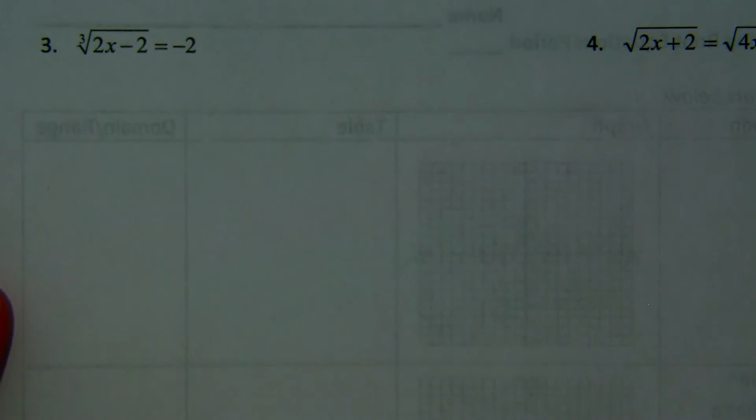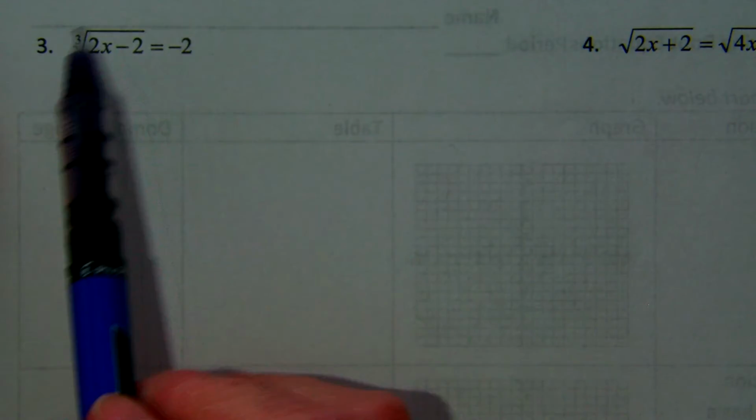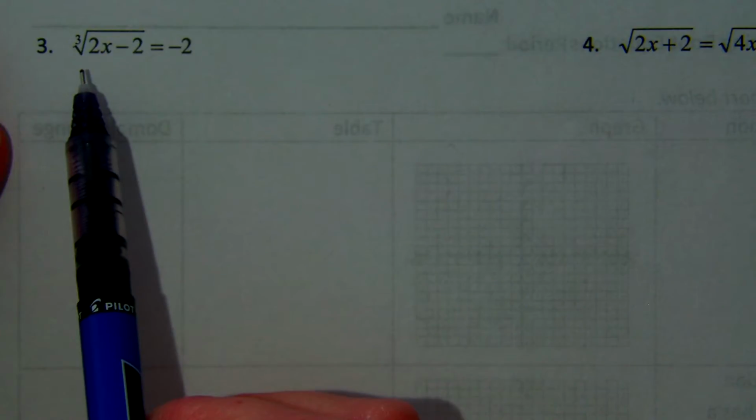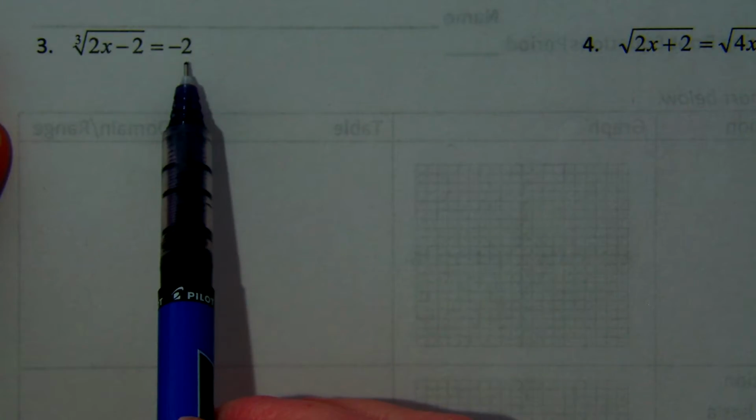Alright guys, this is page 2 of the Graphing and Solving Square Root and Cube Root Equations test review. We're looking at problems 3 through 8 here with the equations. And the first problem is a cube root question. So we got the cube root of 2x minus 2 is equal to negative 2.